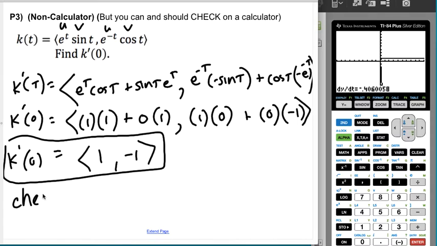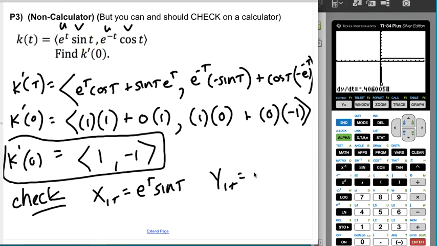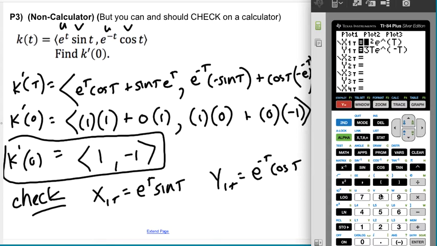If I want to check them, I'm going to go ahead and put my x1t in as e to the t sine of t. I'm going to put my y1t in as e to the negative t cosine of t. And then I can go ahead and differentiate. So let's go here. I want an e, so second natural log to the t, sine of t. And then I want e to the negative t, cosine of t. And there we have it.